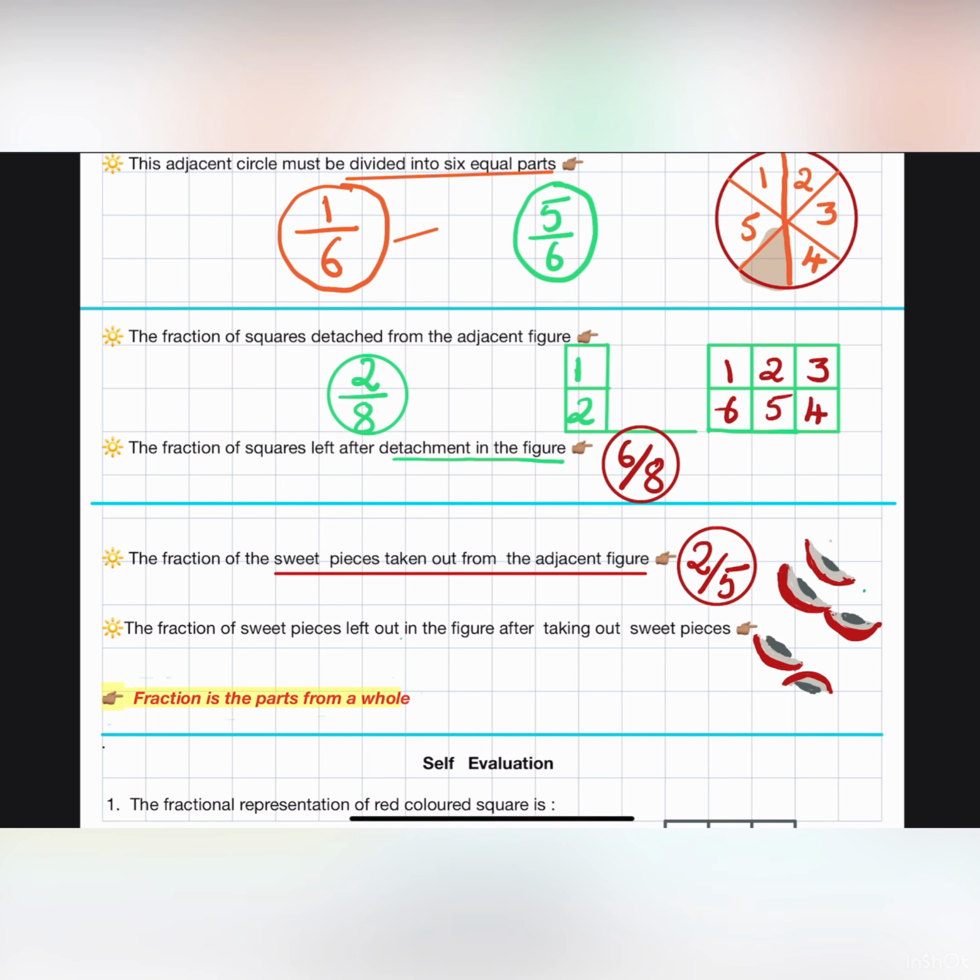And the fraction of sweet pieces left in the figure, how many are left out? So this is what is left out. 3 are left out of 5. So this is a fraction.